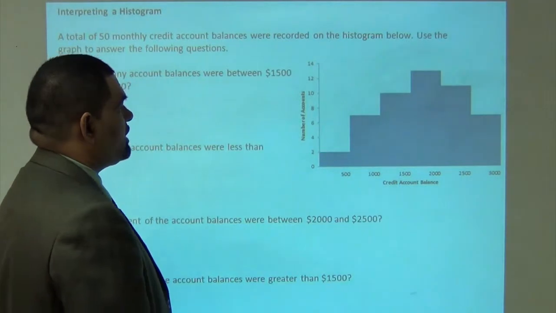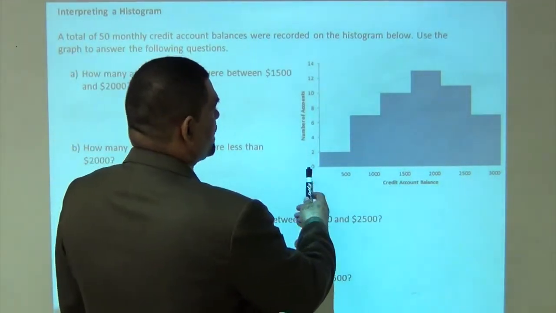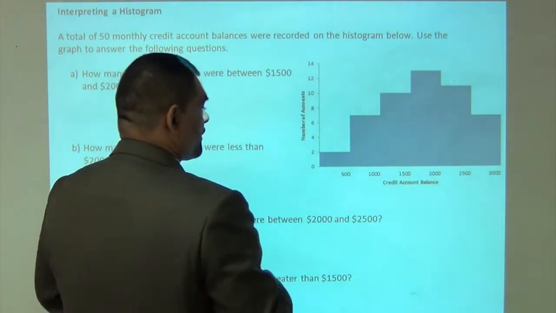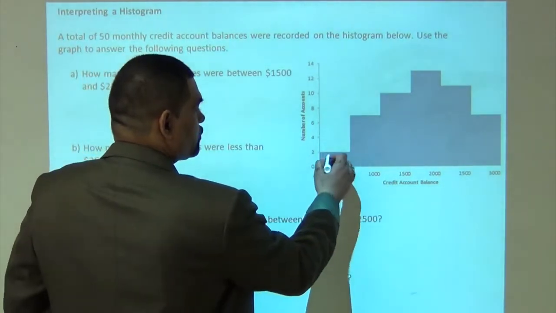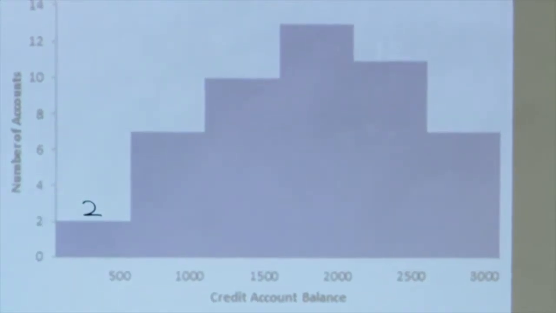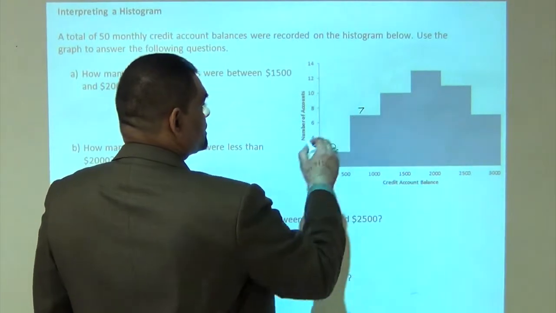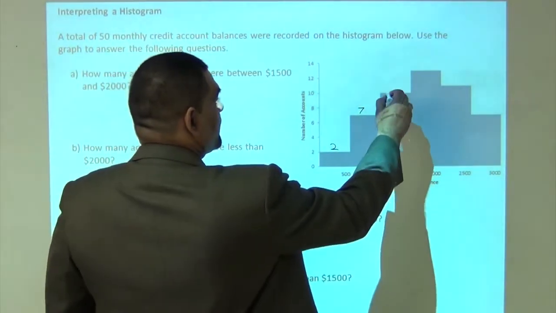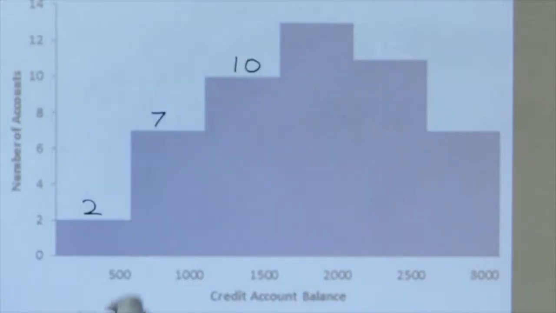Now, let's look at this example. On the histogram, we have the number of accounts and the credit account balance. For the first one, there are two accounts which have a 500 balance. There are 7 accounts that have a balance of 1,000. There are 10 accounts that have a balance of 1,500.